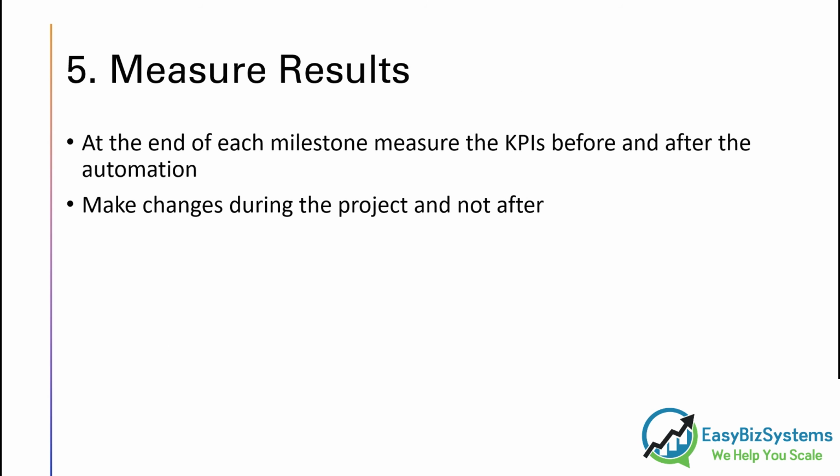Finally, measure the results. At each milestone, obviously in the written plan you have milestones, measure the KPIs before and after the automation. Also make changes during the project and not after, because it's very expensive to make changes after the automation is complete. So make sure you measure the results and make the changes as you grow.